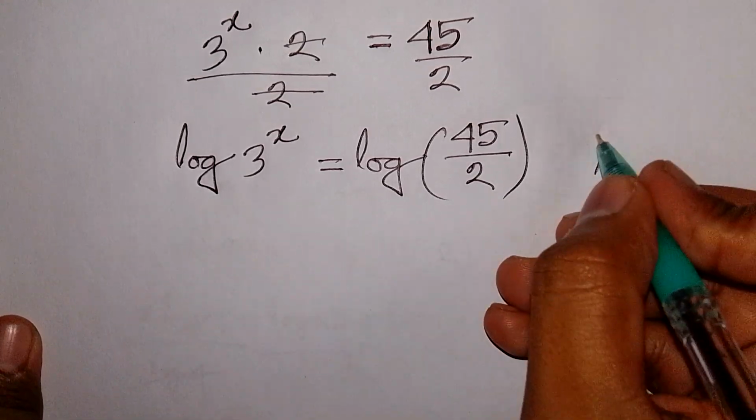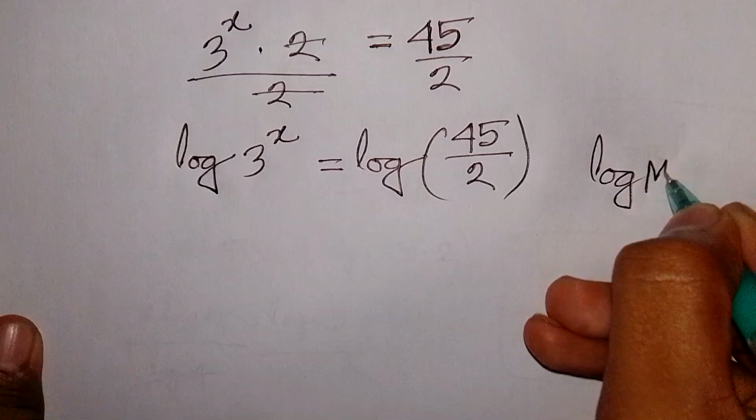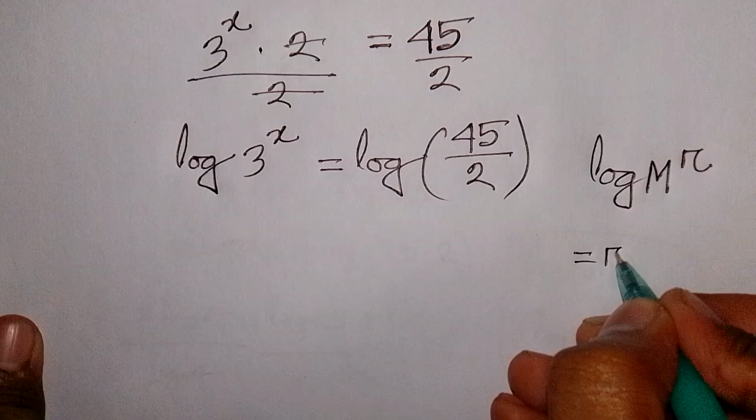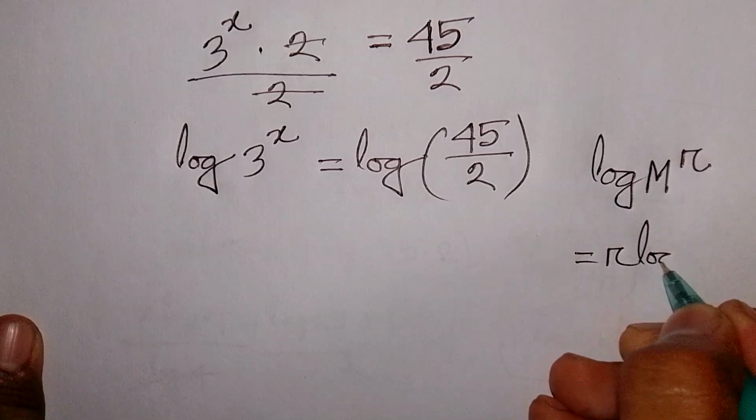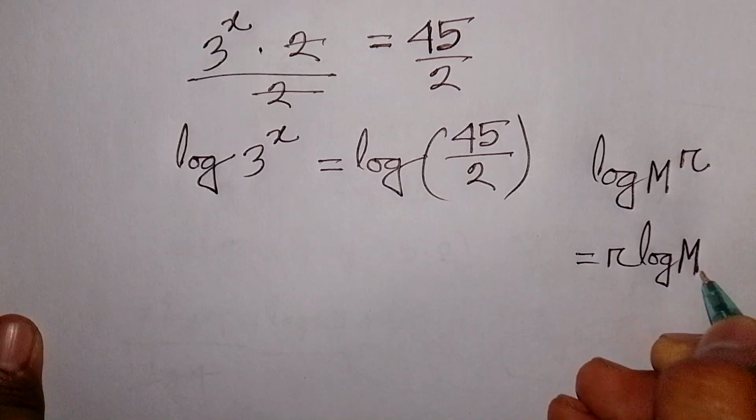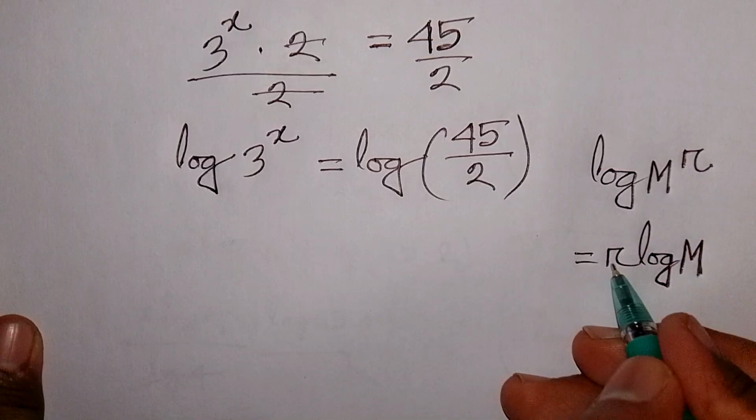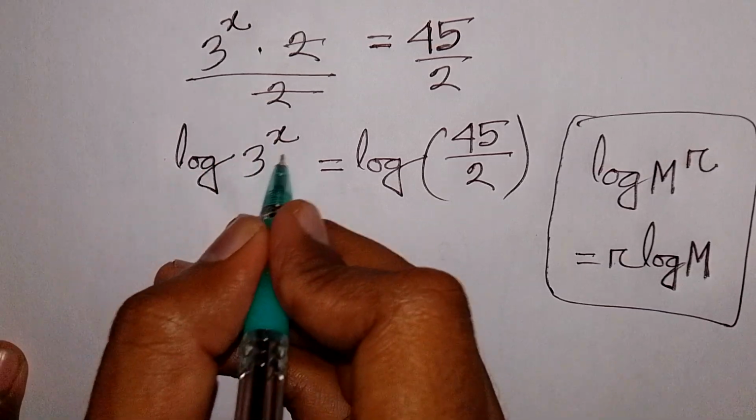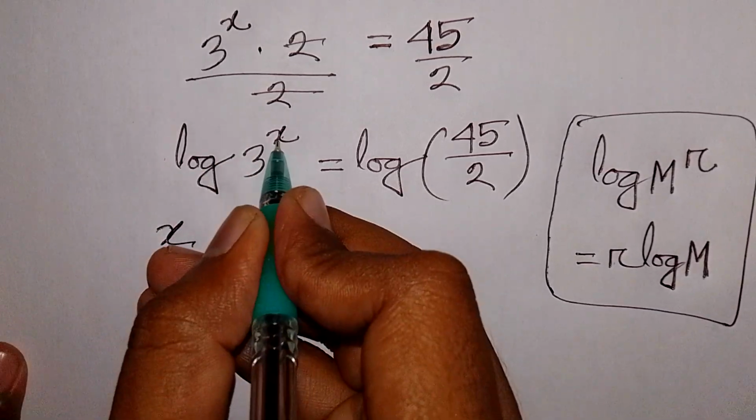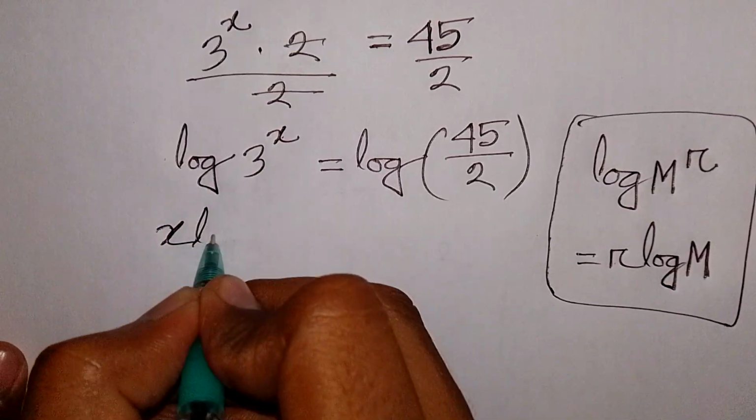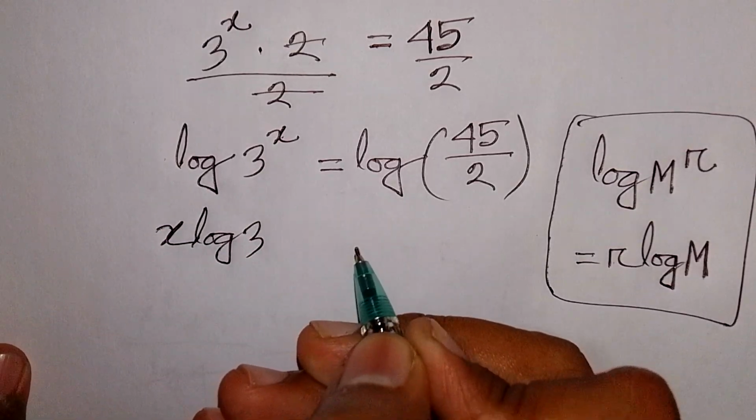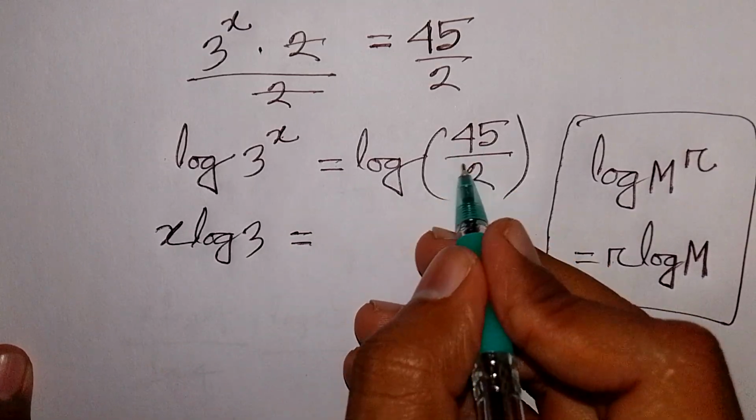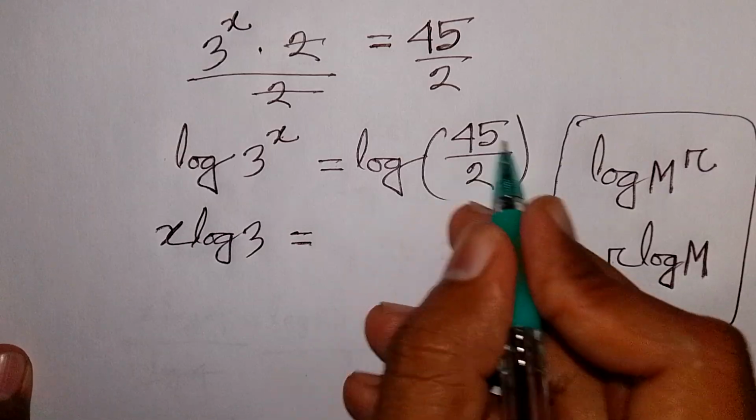Now here we apply the rule that log m^r is equal to r log m. This power moves to the front, so this power x will move in front. So it can be written as x log 3 is equal to, here, log of 45 by 2.